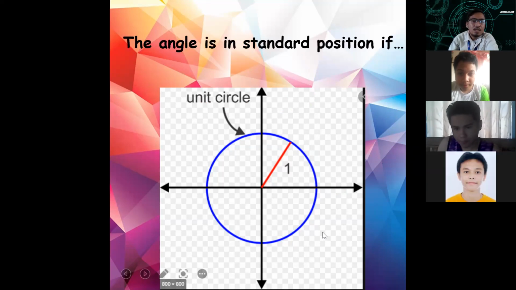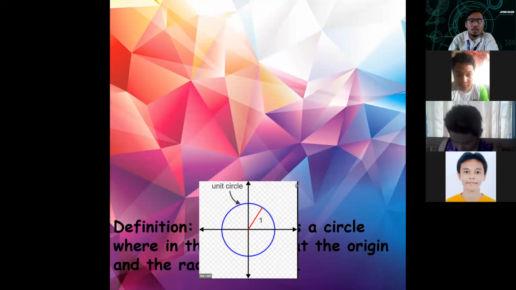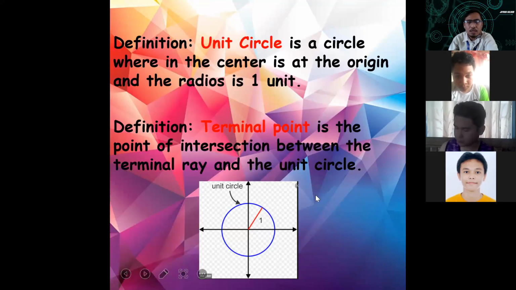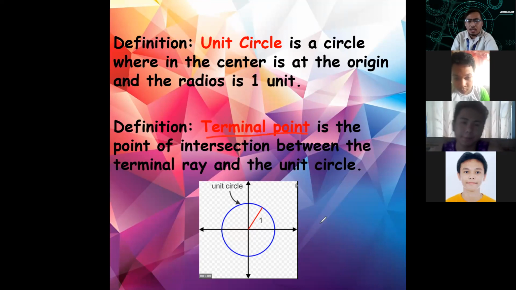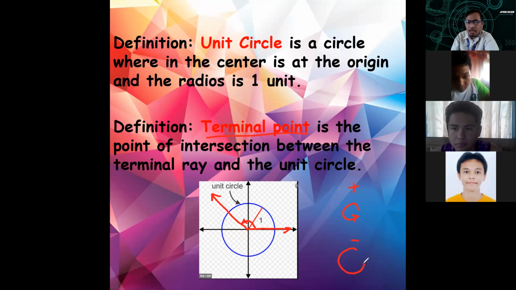Good. So those are the things that we need to consider. Unit circle is also done. Now, terminal point. What is a terminal point? A terminal point is, say for example, this is your initial ray, and somewhere here is your terminal ray. This is your angle. By the way, your angle is positive if the direction is counterclockwise. And your angle is negative if the direction is clockwise.